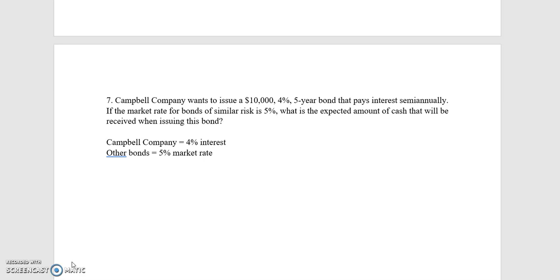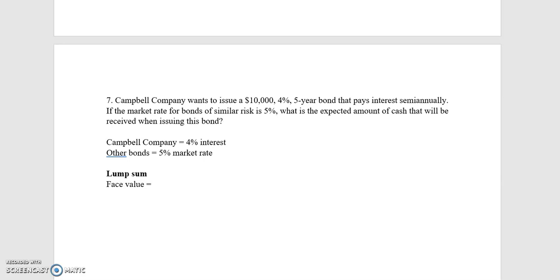And the question is, what type of considerations are going to go into how much Campbell Company is going to be willing to issue this bond for? And there's two pieces of it. There is a lump sum involved here. The lump sum that we're dealing with is the amount that Campbell Company is going to have to pay back at the end of the bond's term, which is the face value.